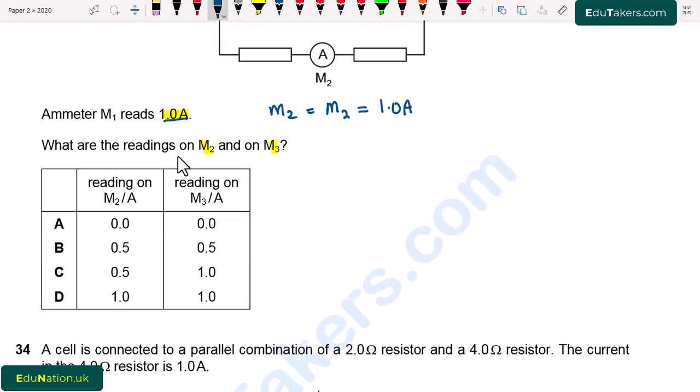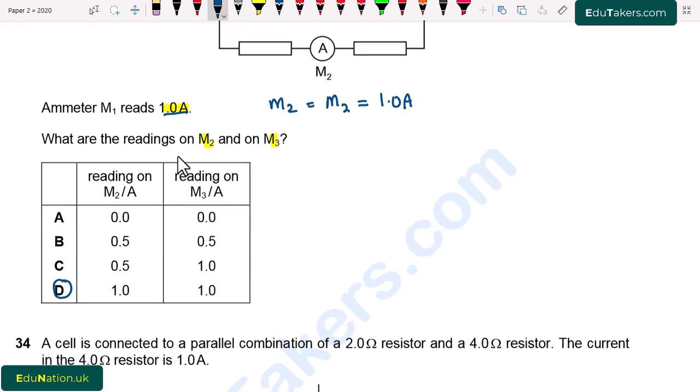So from here option D is correct, which shows the reading on M2 is 1.0 and reading on M3 is 1.0 ampere. Question number 34.